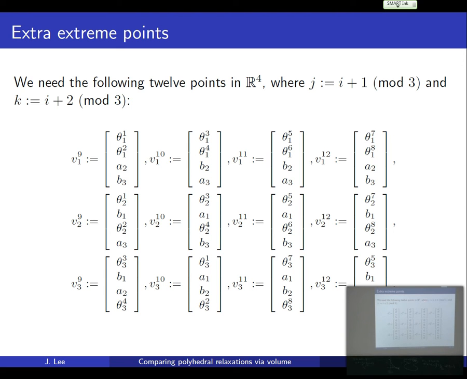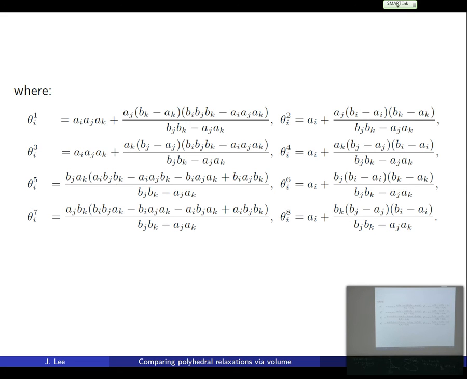So here's what they look like. Each of the polytopes has the original 8 plus 4 more. P1 has these 4, P2 has these, P3 has these. There are new parameters, there's thetas. That's what the thetas look like.